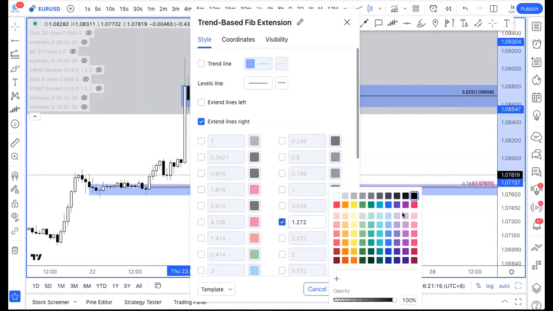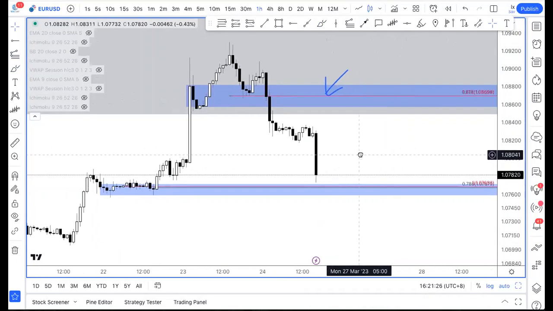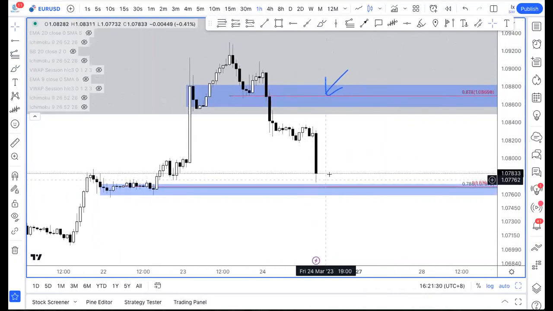I have 121.272, so this is the extension level. When price comes into this zone, this is your extension level here. This is on the 1 hour time frame, so currently we're just seeing if there is any consolidation. And if price comes into this region, then this is an area we want to watch.